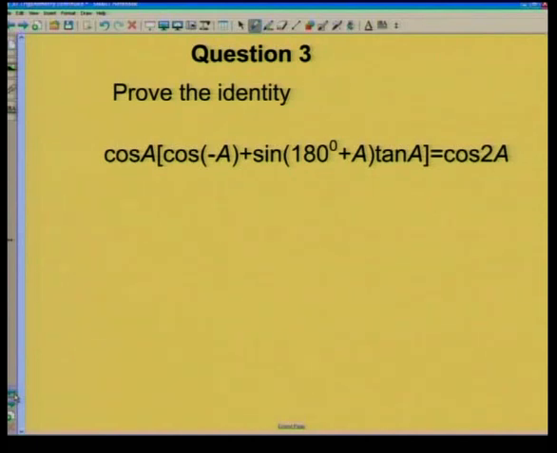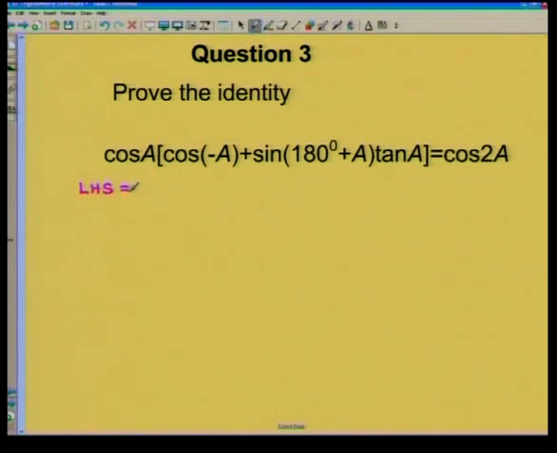This one says to me, prove the identity that cos A times cos minus A plus sine 180 plus A times tan A is equal to cos 2A. Well, if we look here, 2A is pretty complicated, but 180 plus A is even worse. So let's start with the 180 plus A side, so the left-hand side.